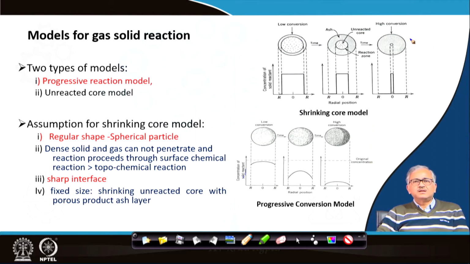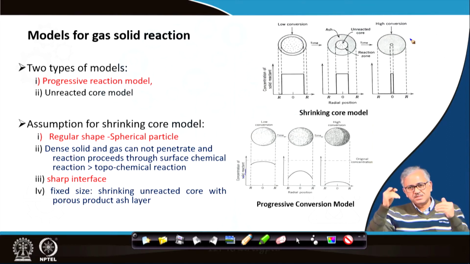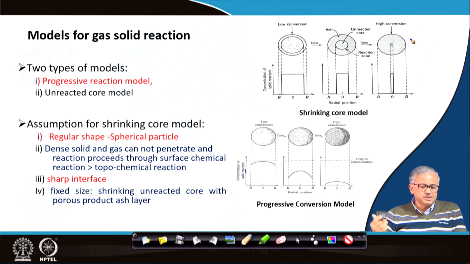Second, it is considered that the solid is very dense, so it does not allow the gas to penetrate through it, that is, it becomes a shrinking core model or the topochemical model, that is, a surface reaction. So the core shrinks, and since it is a spherical particle, the core will shrink in terms of concentric spheres, so it will decrease with time. That is, it will progress in terms of concentric spheres with a reducing radius.